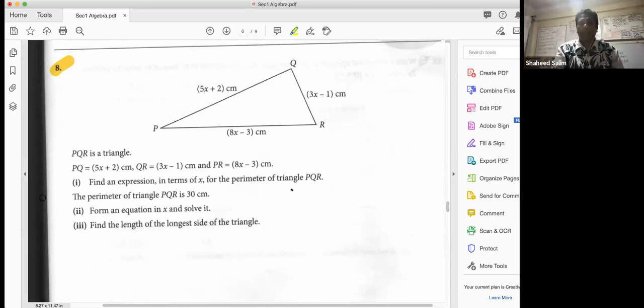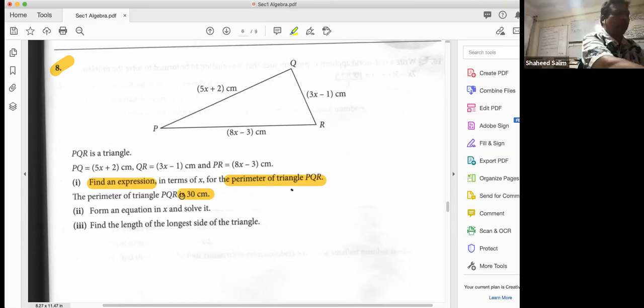They want you to find an expression for perimeter. Very simple. And then they tell you the perimeter is 30. Can you find what x is? You can do it. You can do it.